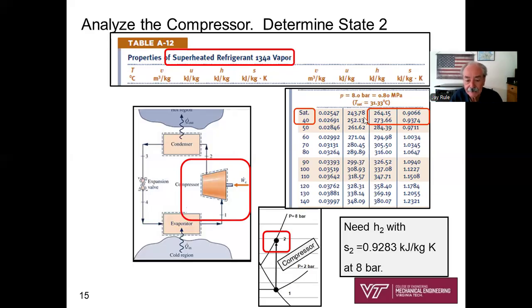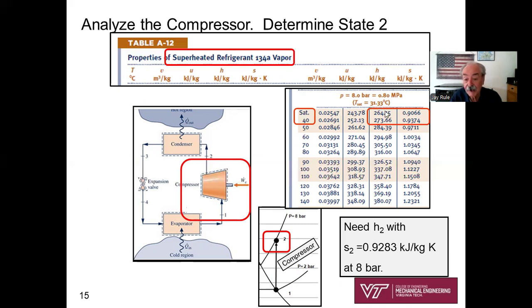It's 0.9283. Uh-oh, it's in between these two numbers. So H is going to be between these two numbers. And the temperature is going to be between the number sat and 40. What's the number sat? Oh, here it is. The saturation temperature is 31.33. So this number right here is 31.33. You're not required to find it, but we're going to find it in our solution.